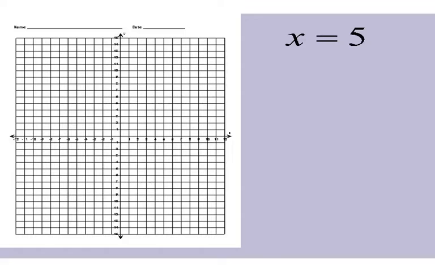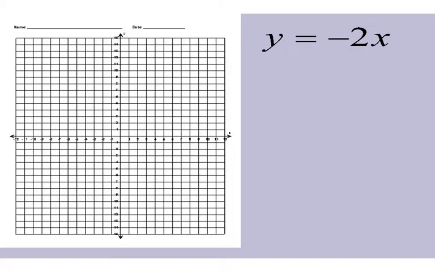The same happens when I have x equals something. Now I don't have a y-intercept, but I do have an x-intercept. And my x-intercept is 5. So I go to positive 5 on the x-axis, 1, 2, 3, 4, 5. And I draw a line that doesn't cross y. So it's a vertical line, and my slope is undefined. It never crosses the y-axis.